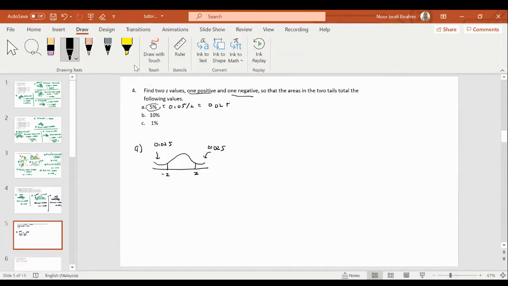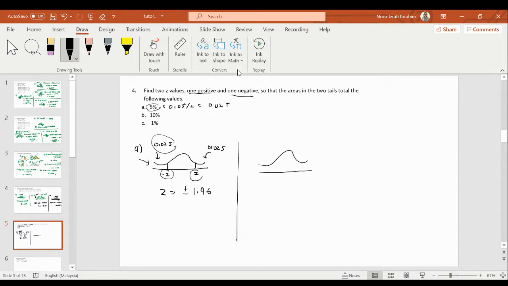Okay, so to find this, I will use the left tail here, right? Because the table gives us the probability of less than. And since symmetry, the negative side will be equal to the positive side. So from the table, you will get z for 0.025 is actually negative 1.96. So z is plus minus 1.96.